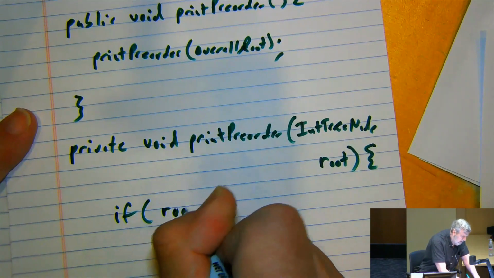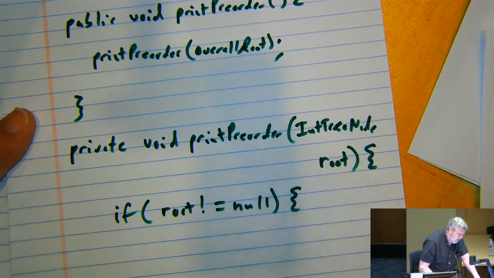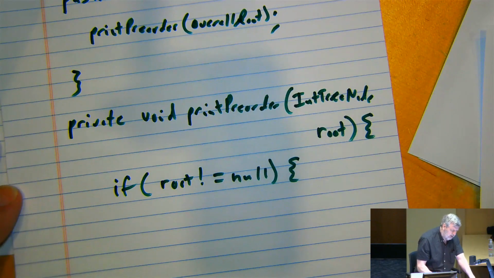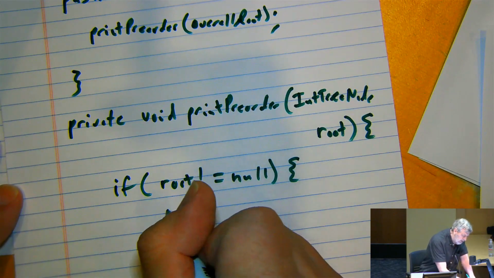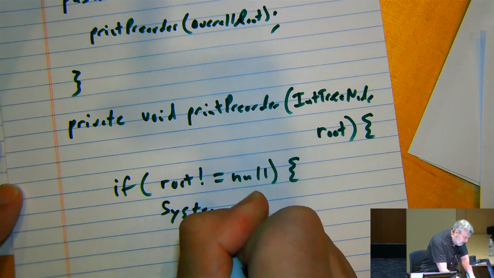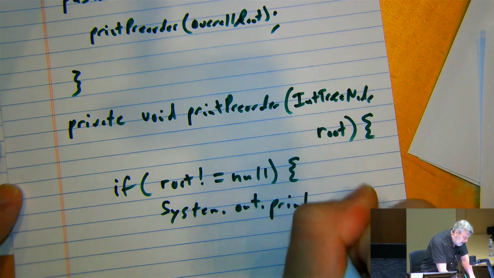So I'm going to say if the root is not equal to null, then what I want to do is that would be my recursive case, where I've got a root node with left and right subtrees. Well, in a preorder traversal, what's the first thing that I do? I process the root. So I'm going to want to do a system.out.print of the data at the root.